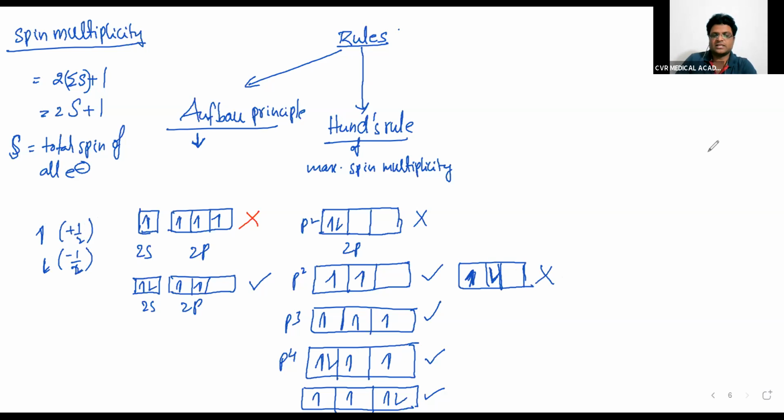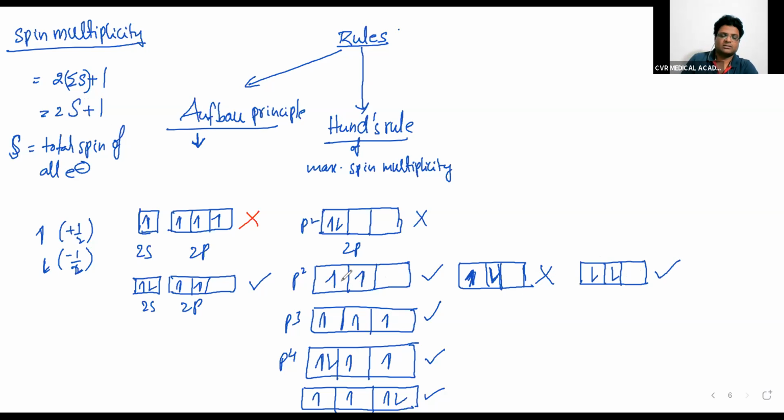The 2 electrons present in 2 different degenerate orbitals should have the same spin. They can be plus half or minus half. The 2 electrons can be filled like this or even like this. Both are correct. The questions will be mainly framed based on this. Remember that. This is correct. This is also correct.